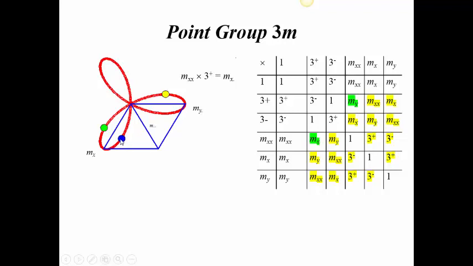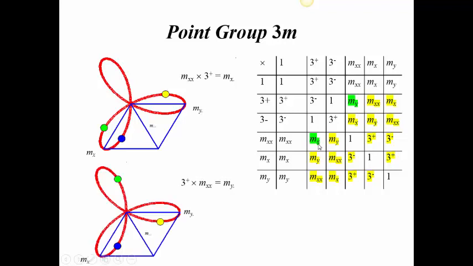So here we start out with our blue ball, and we rotate it counterclockwise by 120 degrees, and we come here, and then we want to reflect it across the mxx mirror. So there it goes. And if we wanted to go directly from the blue to the green, we could have just traveled across the mx. So that's what this product is all about. mxx times 3 plus gives me the mx.